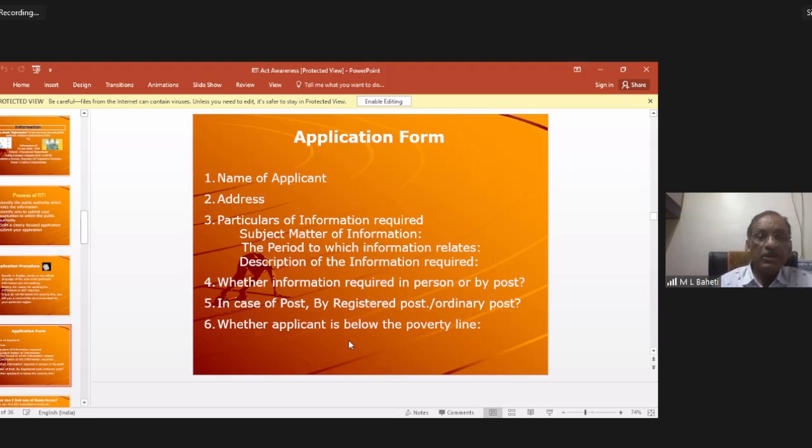Application form. Application form contains a simple 5-6 points. First is name of the applicant, then address, then particulars of information required. Under that, subject matter of information. The period to which information relate, you have to specify clearly. I want the information from so-and-so year to so-and-so year. Then description of information is also important. From that description, the PIO will decide where to transfer your application for giving the required information to you.